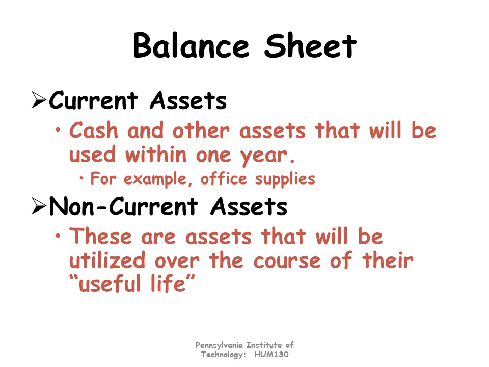Now, the other kind of asset is a non-current asset. These are assets that will be utilized over the course of their so-called useful life. The oven that we bought for our restaurant, the car that we bought to do deliveries, or if we were running a computer business and had purchased servers, again, what we would be looking at are non-current assets.